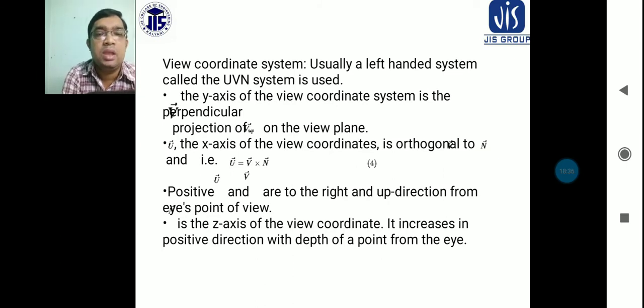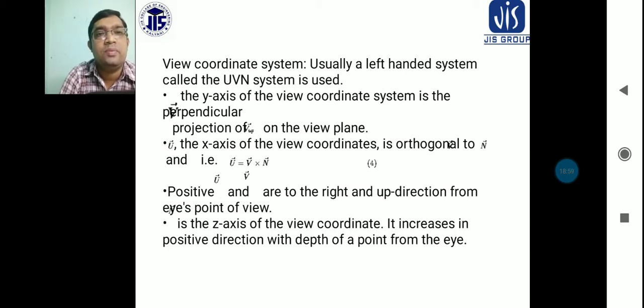You can see here the view coordinate system. Usually a left-handed system called the UVN system is used. The y-axis of the view coordinate system is the perpendicular projection of the VUP on the view plane, which is calculated.